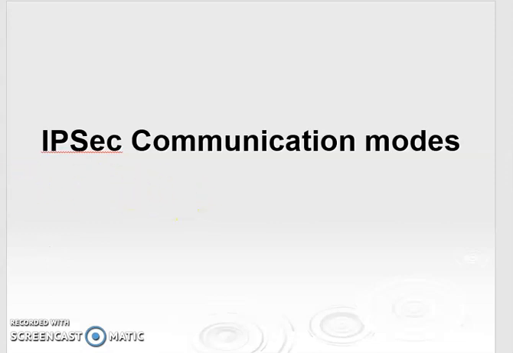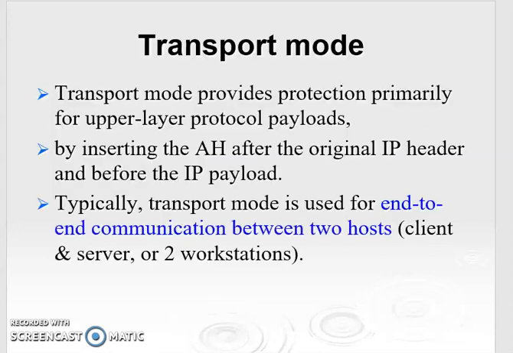IPsec has two communication modes: one is called the transport mode and the other is called the tunnel mode. Now, the transport mode provides protection for the upper layer protocols. That is, it extends to the payload of an IP packet. So the payload of an IP packet is secured in the transport mode. For example, a TCP or UDP segment or an ICMP packet, all of which operate directly above IP in the host protocol stack.